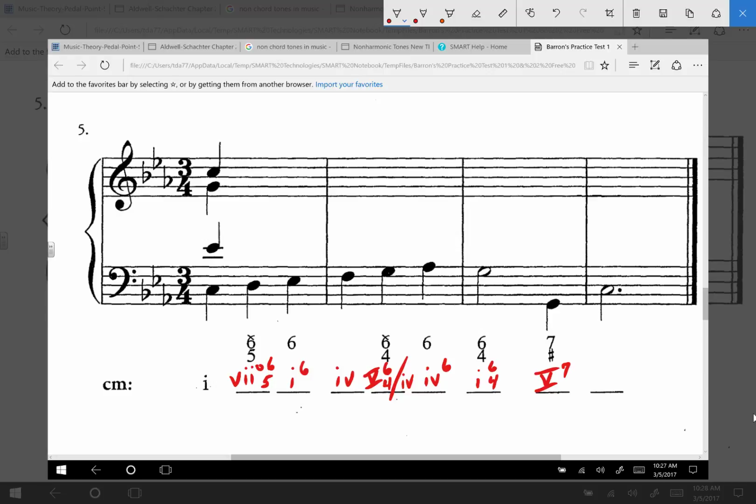Dominant 7th because of the sharp. We have to raise the 3rd. Ending on a minor 1. That's my Roman numeral analysis.